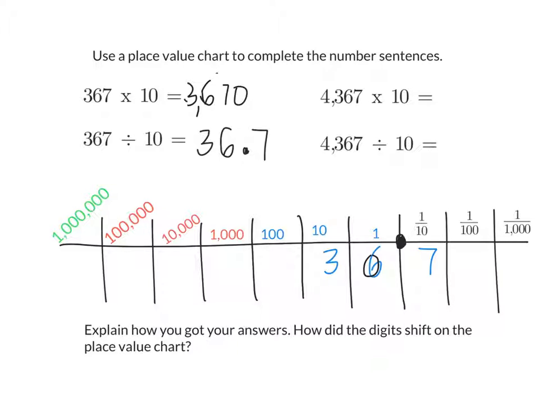Okay. When you're showing the shift, I love the way when I look at your templates and your notes that you guys are using the arrows. Go ahead and show the arrows to show 367 divided by 10.